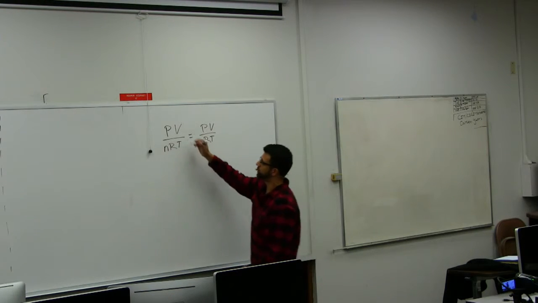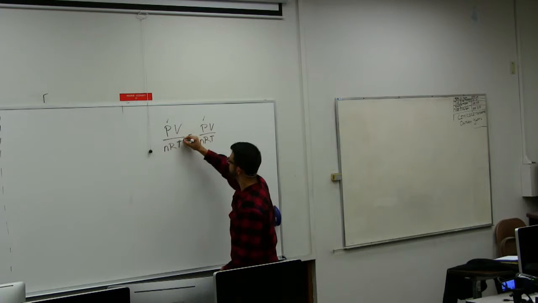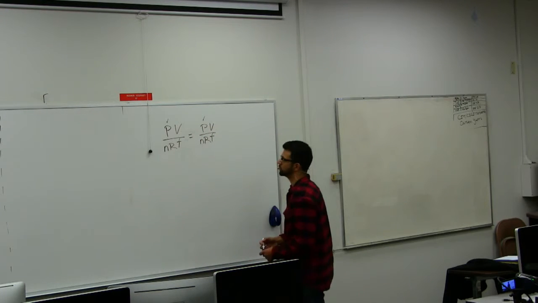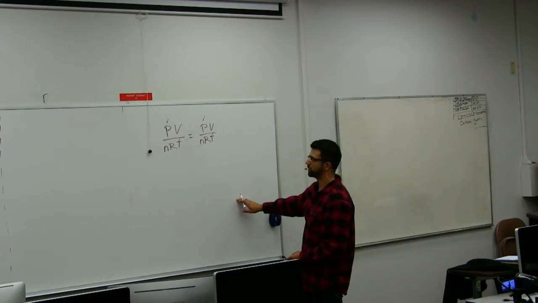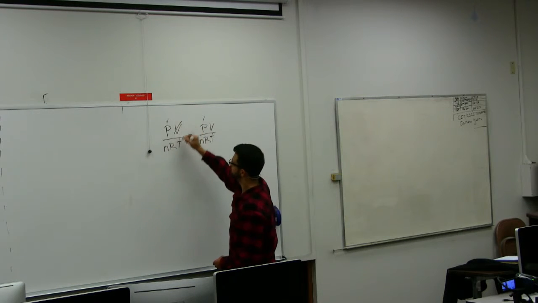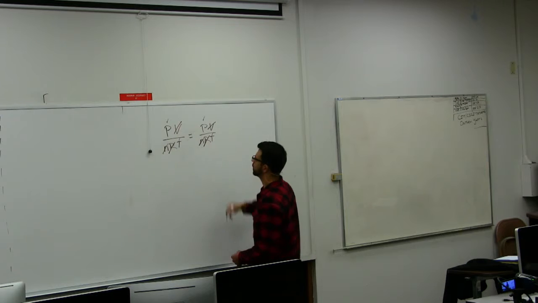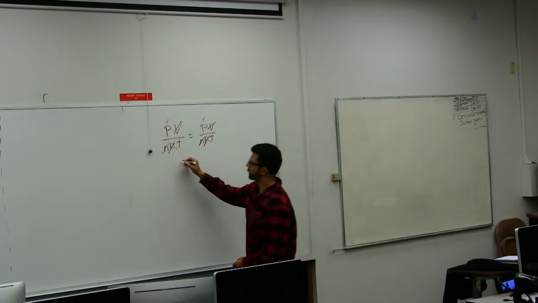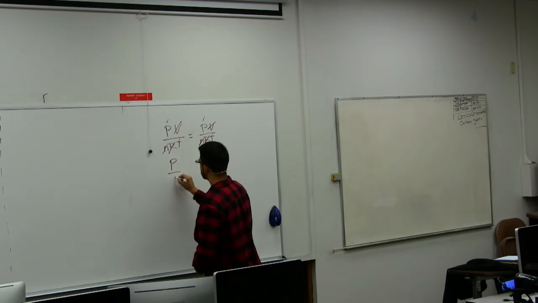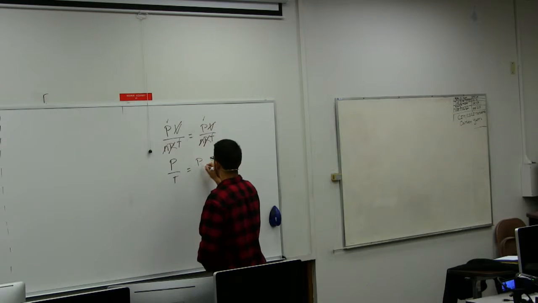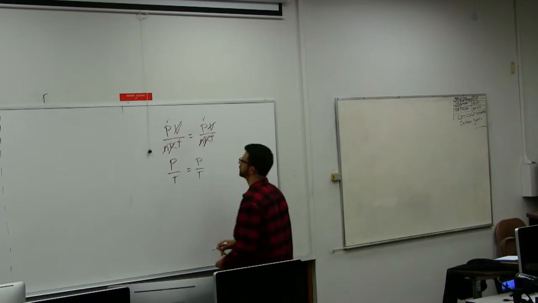So if they give me pressure, so I'm going to have pressure and I'm going to have temperature. I'm going to keep these variables. What I can eliminate is everything else. Eliminate volume, eliminate moles, eliminate R. Volumes, moles, and my R. So now what I'm left with is pressure over temperature is equal to pressure over temperature.